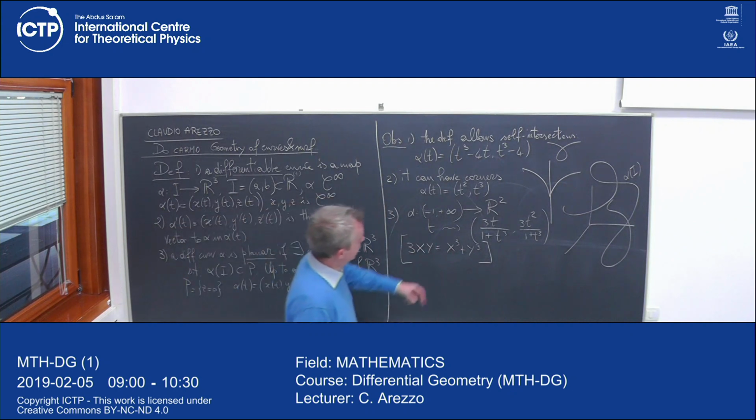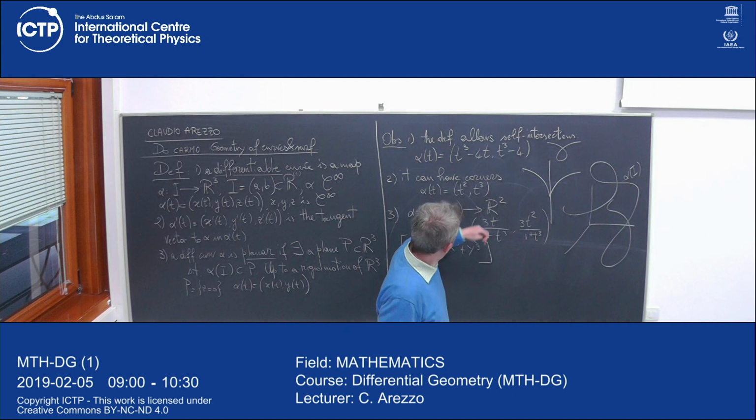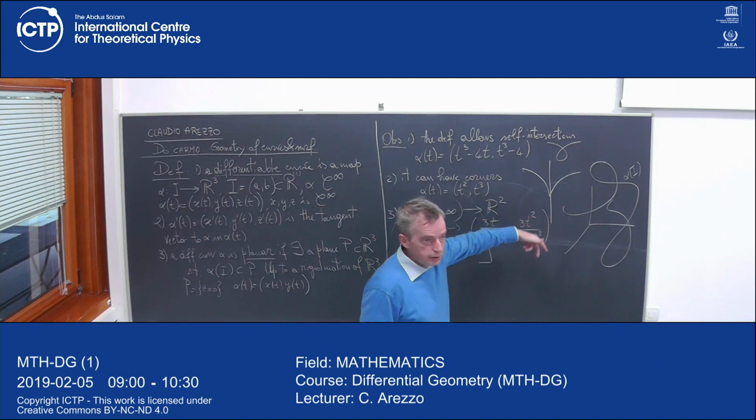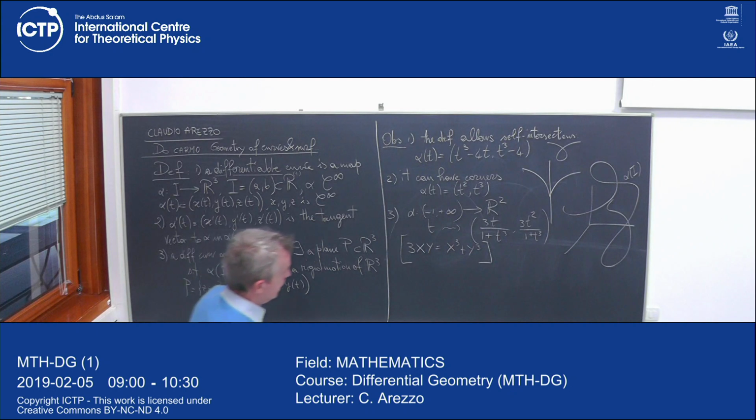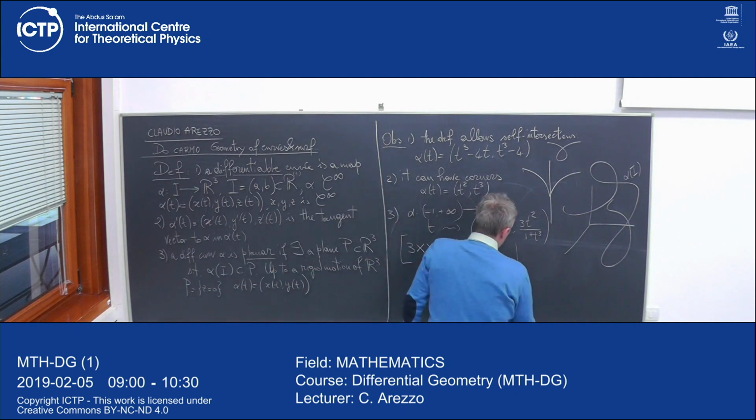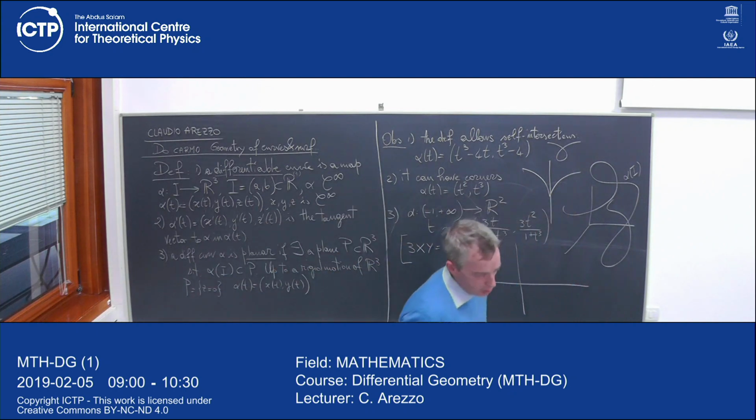These functions are smooth because I removed -1, which was the only problem on the denominator. So these are smooth maps. So why should this be interesting? Well, let's understand it together. This one maybe I don't leave as an exercise. Let's do it together.